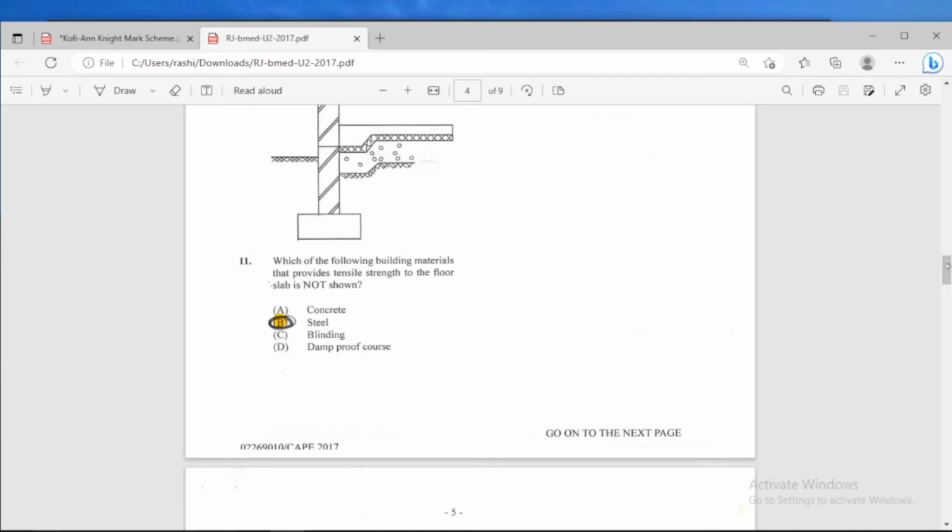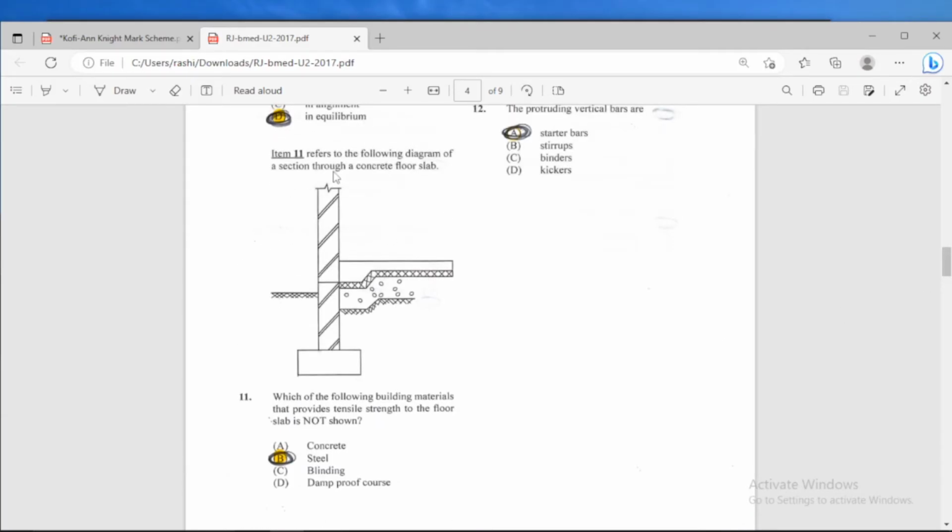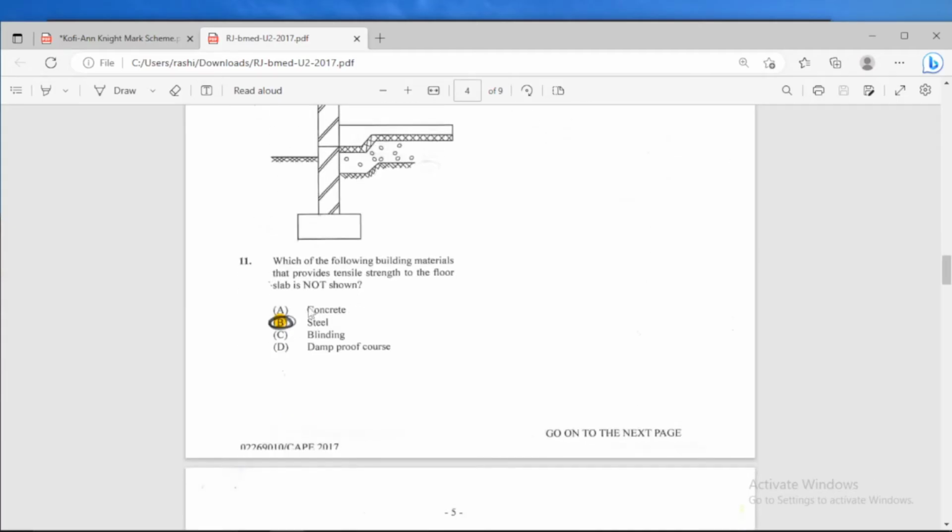Number 11 here says, which of the following building materials that provide tensile strength to the floor slab is not shown? Is it concrete, steel, blinding, or a damp proof course? So here now we can clearly see that the steel work is missing from this foundation wall here, also missing from this part of the foundation as well, the underfloor. So the part that is missing is the steel, and the steel provides tensile strength to the floor slab as well. Alright, so number 12 now.